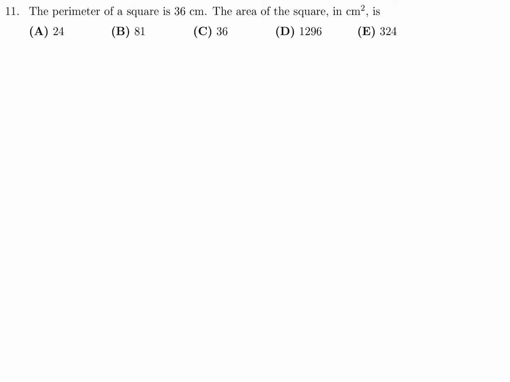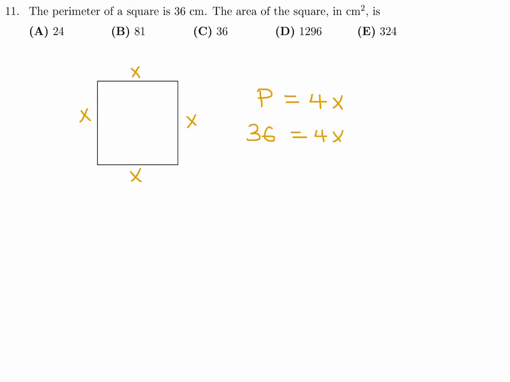The perimeter of a square is 36. The area of the square is. If you have a square and the perimeter is 36, the square has 4 equal sides, right? So I'll call them all x. So that means the perimeter is equal to 4x. They're saying that perimeter is 36, and therefore 4x is equal to 36.